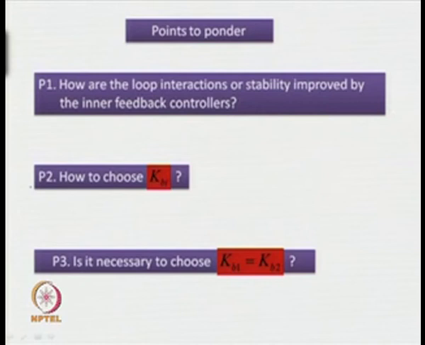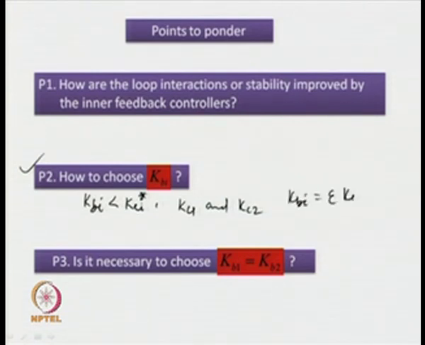Now, the second point is how to choose KBI. As you have seen, this KBI has to be less than KCI star. So, first obtain the design values for KC1 and KC2, and based on that, using the condition that KBI is epsilon times KCI star, where epsilon is less than 1, the KBI values are chosen.